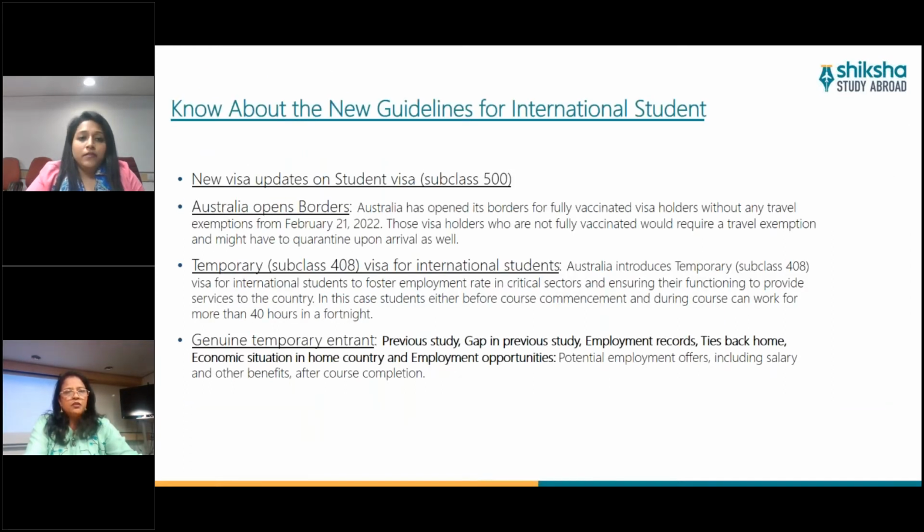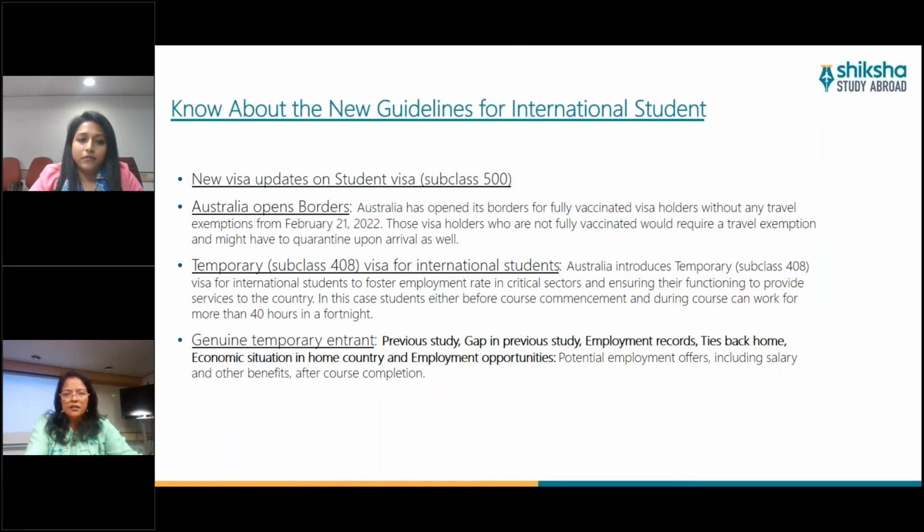Know about new guidelines for international students. So the visa subclass 500 is now giving an opportunity to students that, after the opening of the borders, Australia is welcoming fully vaccinated students to come and join them. Temporary subclass 408 visa for international students.